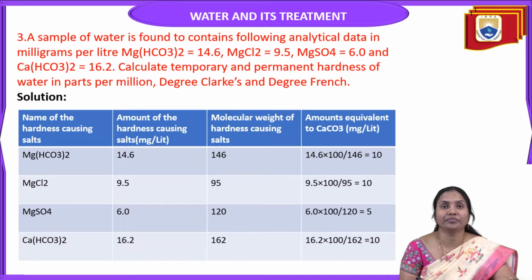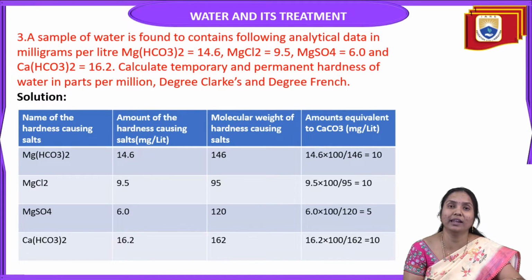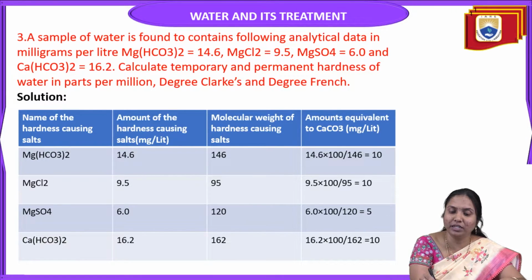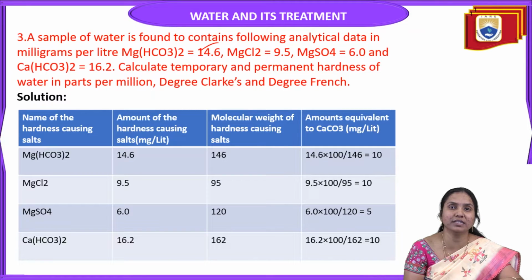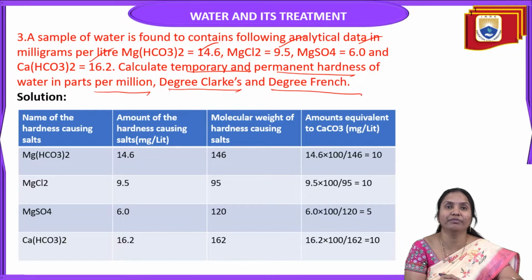Next, third one. A sample of water is found to contain the following analytical data in milligram per liter. Magnesium bicarbonate is 14.6, magnesium chloride is 9.5, magnesium sulfate is 6 and calcium bicarbonate is 16.2. Calculate the temporary and permanent hardness of water in parts per million, degree Clarke and degree French.